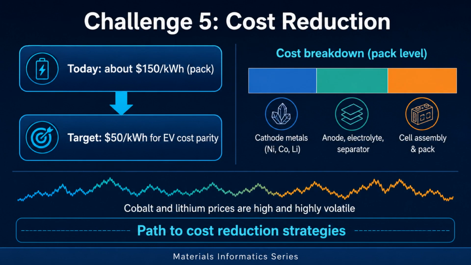Cost reduction is essential for widespread adoption. Battery packs currently cost around $150 per kilowatt-hour. The target is $50 per kilowatt-hour, at which point EVs become cost-competitive with gasoline vehicles. Major cost drivers include cobalt and lithium, both subject to price volatility and supply chain risks.